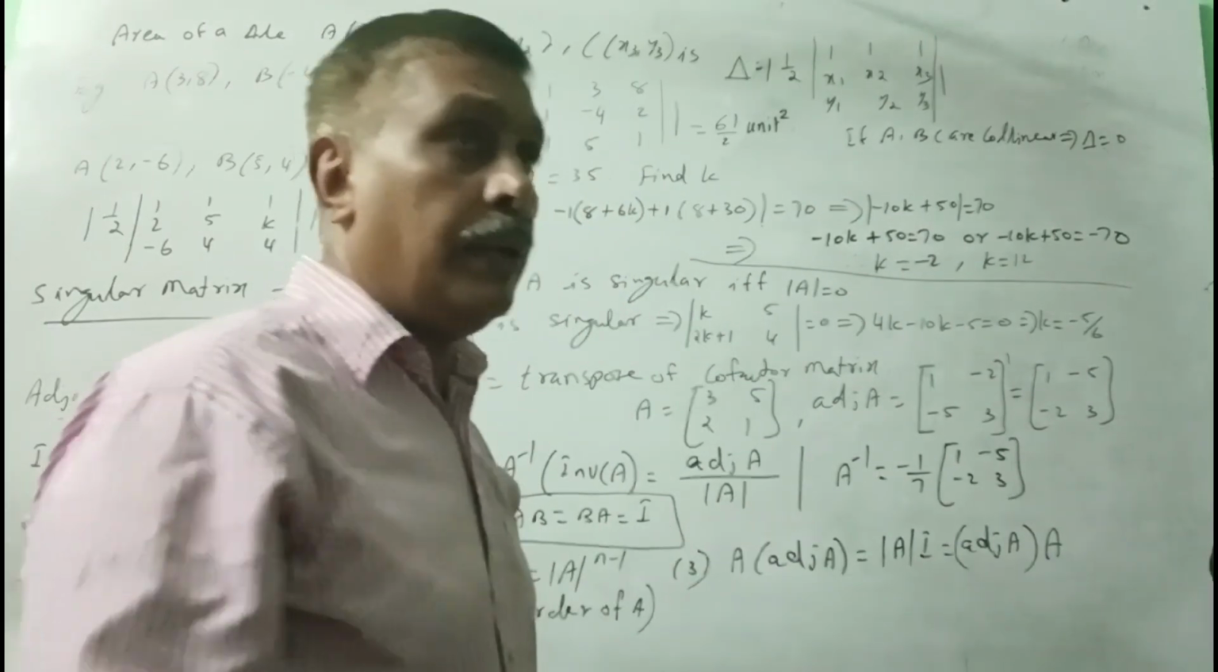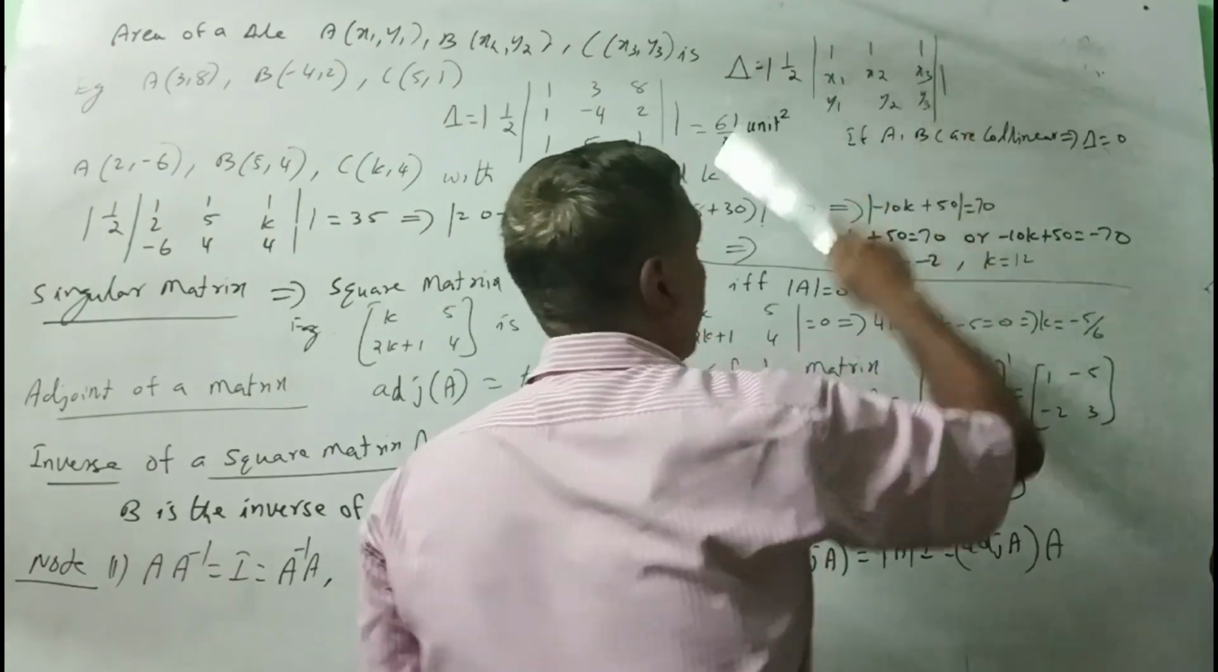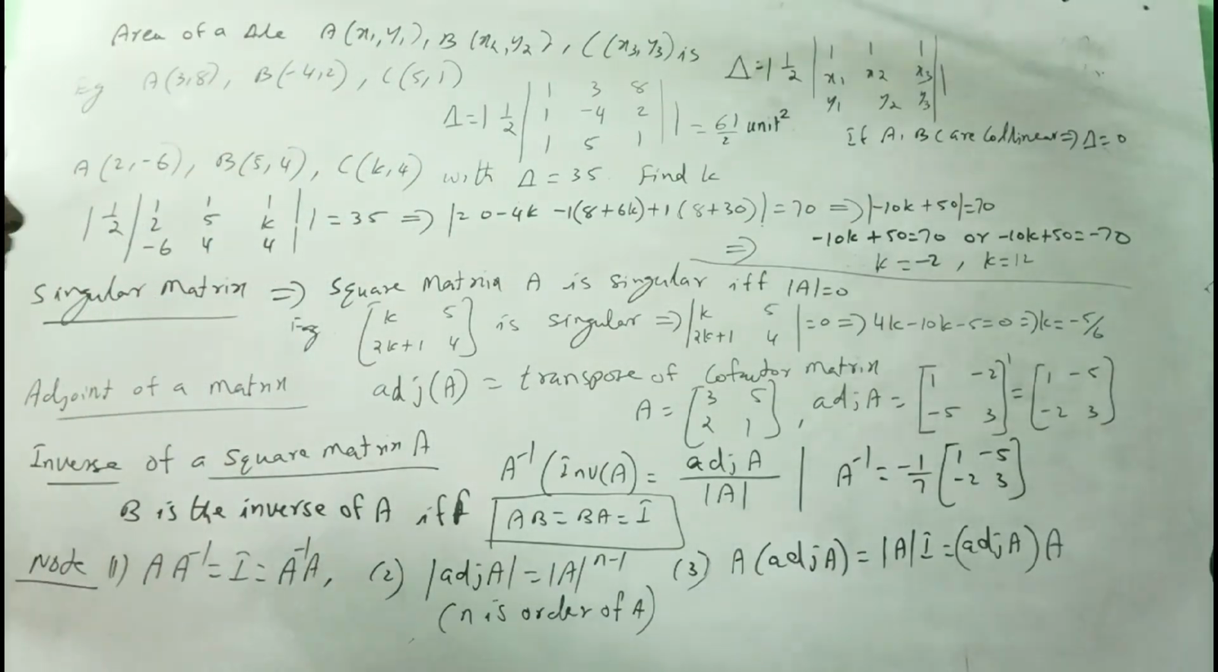So collinear means they will lie in the same line. Then area becomes 0. Then this determinant value becomes 0, because half never will be 0. This determinant value becomes 0.